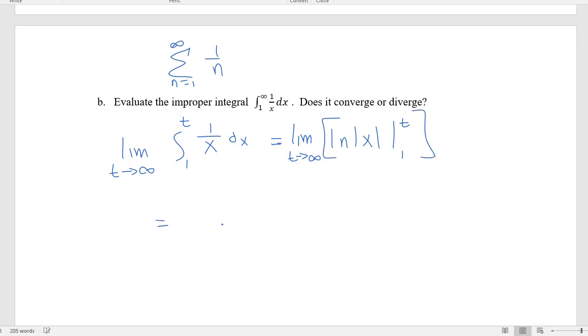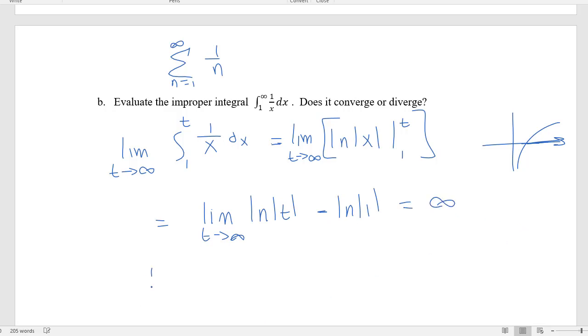So we get ln of t. Let me go ahead and write the limit of ln of t, and then minus ln of 1. We know the graph of the logarithm looks something roughly like this. As we go to infinity, the logarithm goes to infinity, so this is infinite. ln of 1 is 0, and it doesn't really matter what this number is. This is diverging, so the integral diverges.